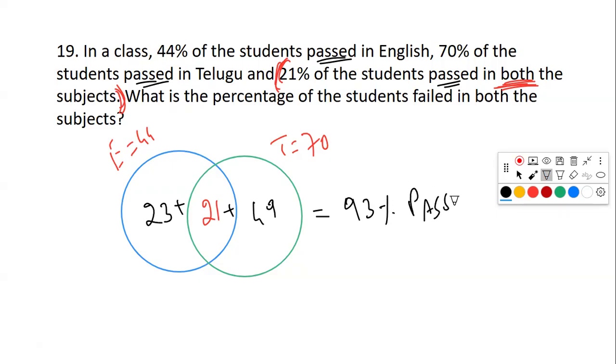Passed. So what is the question here? What is the percentage of students failed? It is 7%. If 93% of them have passed, the percentage failed is 7%.